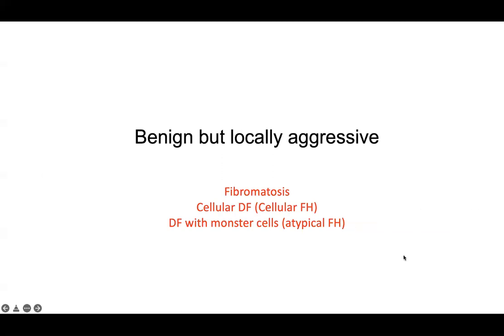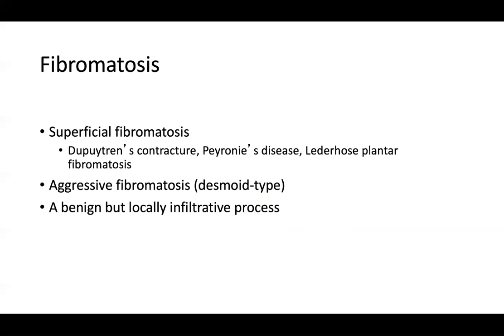All right, so now we're going to talk about benign entities, but locally aggressive. We're going to discuss these three entities below, starting out with fibromatosis. Superficial fibromatosis includes things like Dupuytren's contracture, Peyronie's disease, as well as plantar fibromatosis. You have aggressive fibromatosis, which is known as a desmoid type. It's typically benign, but it's locally infiltrative. If something's locally infiltrative, I actually tend to think of it as not benign, but it just goes to show you that some of these tissues or neoplasms will continue to grow into the tissue until they're removed.